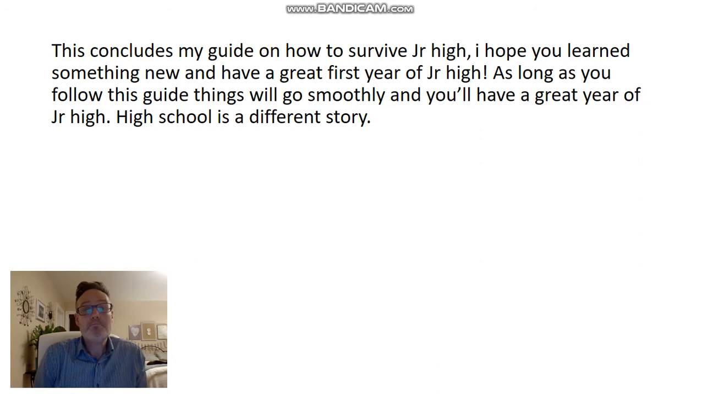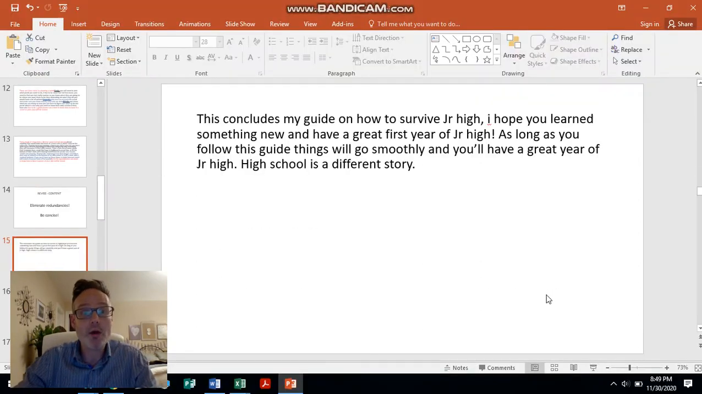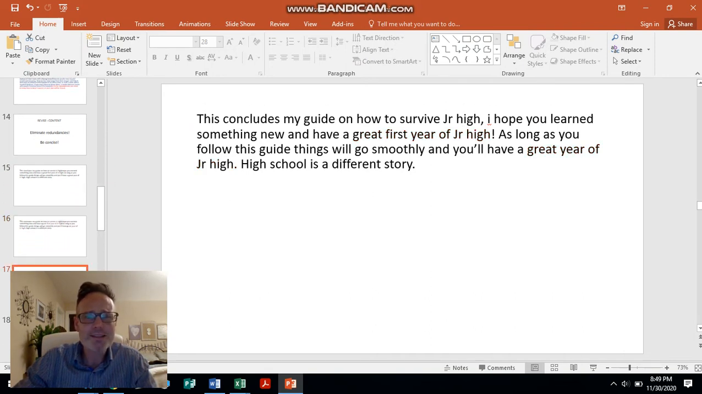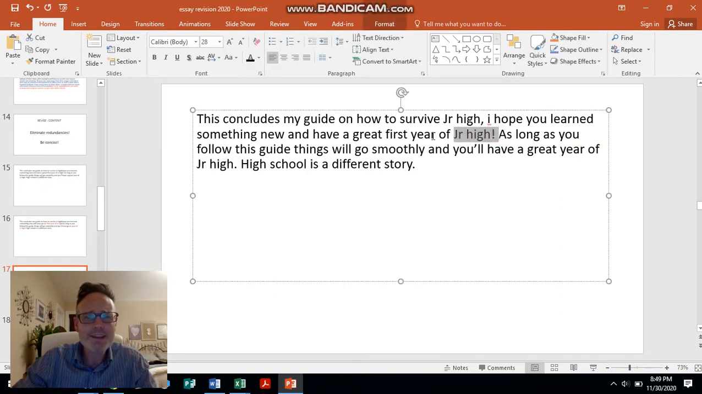This is a good paragraph. It's well written, but there's a problem. The problem is that the writer uses "great first year" twice. We don't need that at all. Let's get rid of that. Not only that, let's get rid of this entire sentence. We don't need to say, "This concludes my guide on how to survive junior high." We know it's a concluding paragraph because it's at the end.